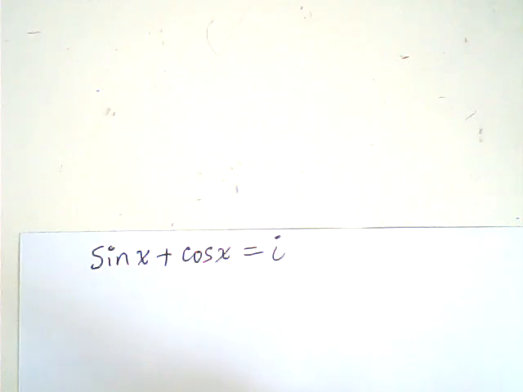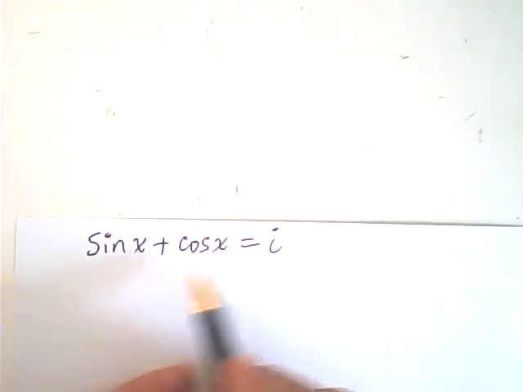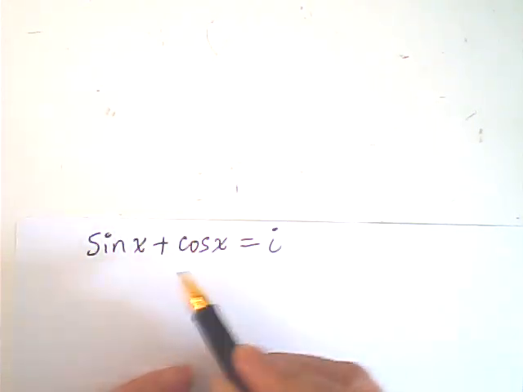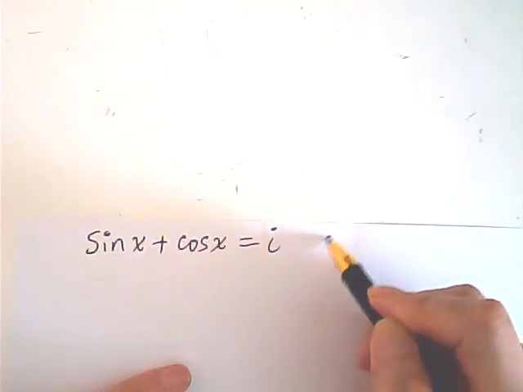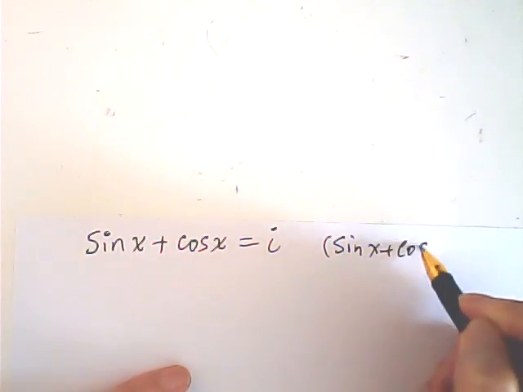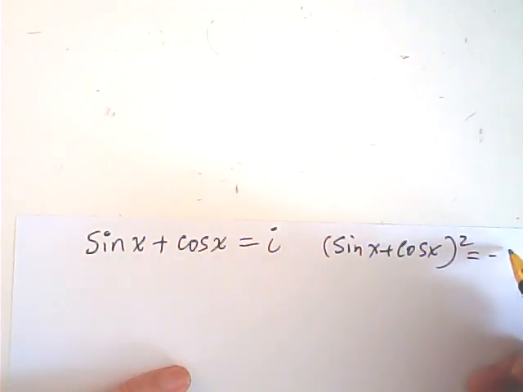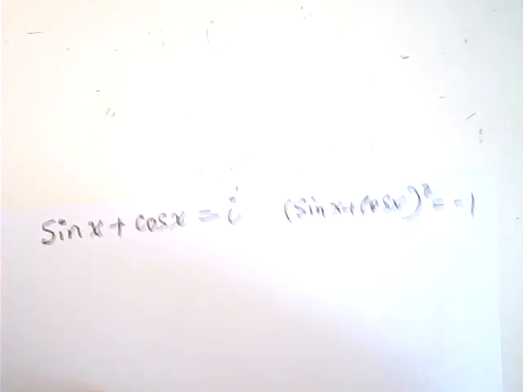This is another homemade question. I just want to verify that the methods to solve for x do work here. Now, here I am squaring both sides, right? This is (sine x plus cosine x) squared, which is equal to -1, right?